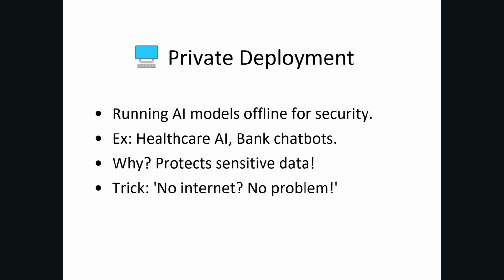Next comes private deployment. Some companies don't want to share sensitive data, so they run AI on private servers. So running AI models offline for security is private deployment. Coming to the examples, healthcare, banks, and military operations come under this. Here is why we need it: to protect sensitive data. No internet, then no problem. Offline means we are secure.